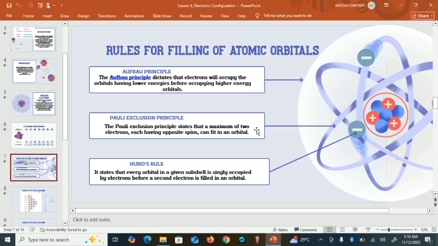So the 2 electrons in an orbital, one will face the upward direction while the other will face the downward direction. But according to the Aufbau principle, the lower energy level is filled first, so you have to fill the s sub-energy level before the p. And in the orbitals, you have to fill the K before the L before the M. That's the overall explanation of the Aufbau principle. And Hund's rule states that every orbital in a given subshell is singly occupied by an electron before a second electron is filled in an orbital. So when you have an orbital, you have to fill it singly, facing one direction first, then you fill the opposite direction.